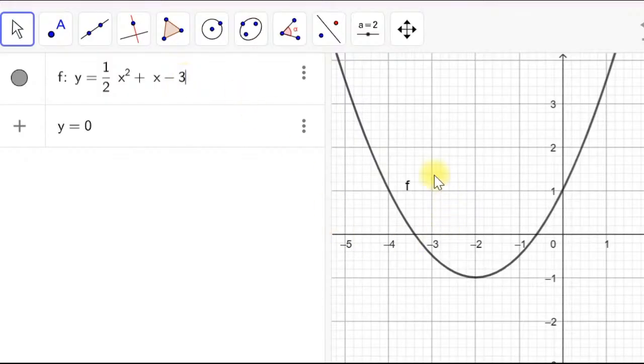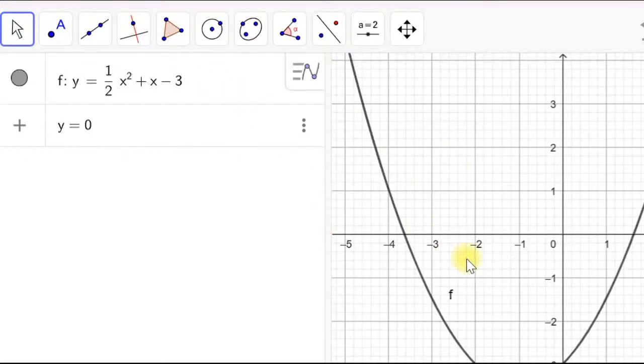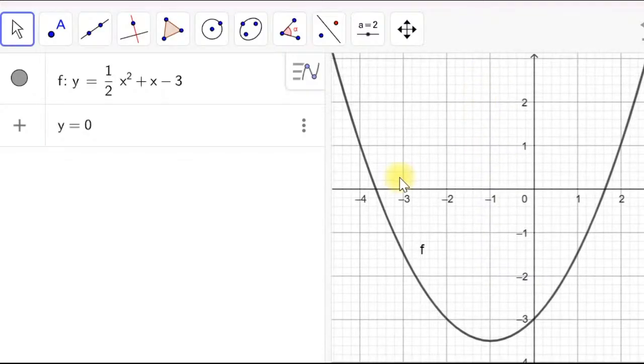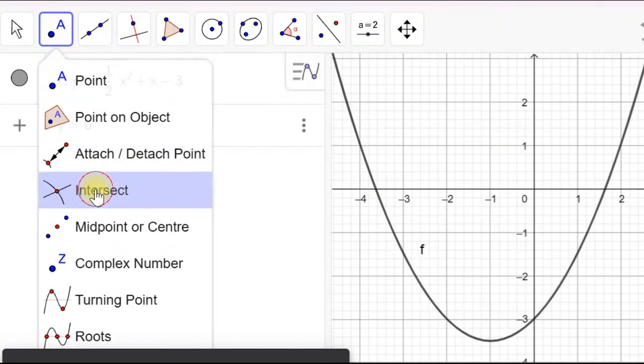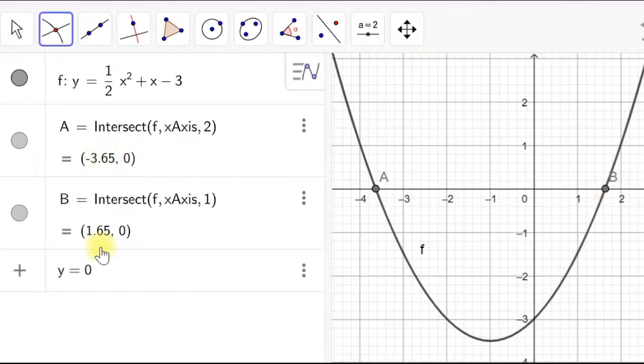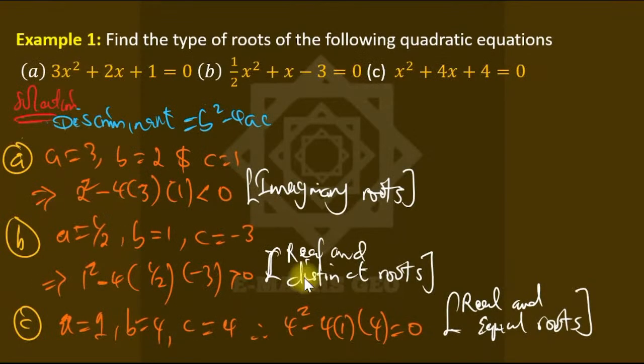So what do you observe? Are you seeing it? You see that it's intersected at this point and at this point. So they see the answers minus 3.65 and 1.65. So do you see real and distinct? I see it is different.